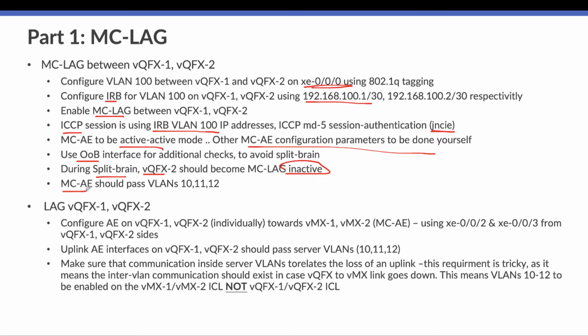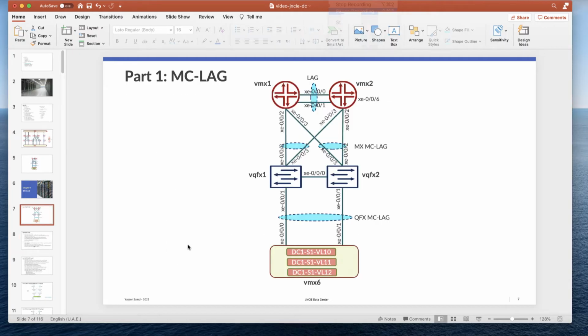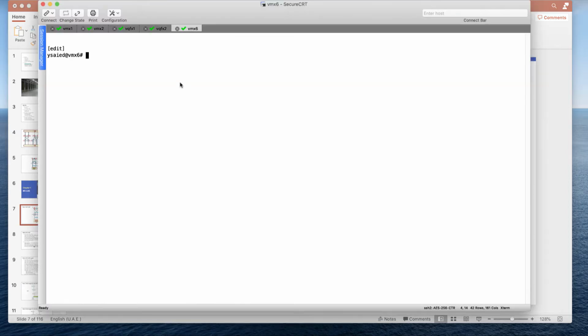So let's go and start. Okay, so now we're going to start. Here is our lab topology. We have MX1, and we are using SecureCRT with 4 sessions, one for MX1, MX2, QFX1, QFX2, and the last one for virtual MX6, which will not have any changes because it's already preloaded with the configuration for the server side.